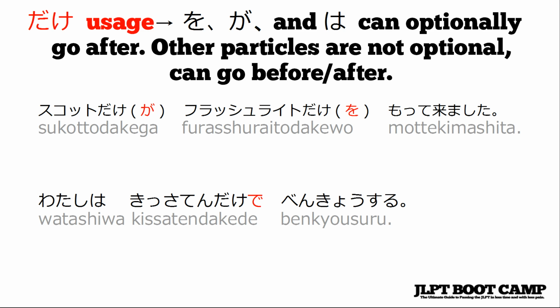So for example, watashi wa kissaten dake de benkyou suru. I only study at the coffee shop, is one way to use de. So you need de in that sentence, whereas o, ga, and wa you don't need to use in a sentence with dake.